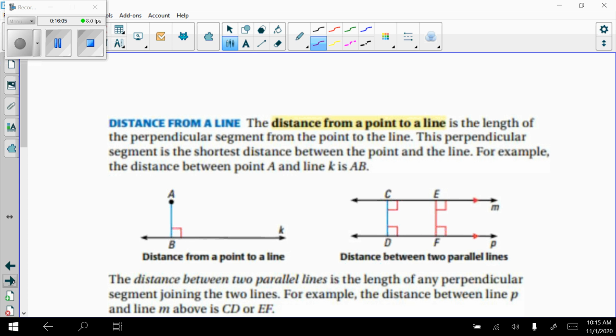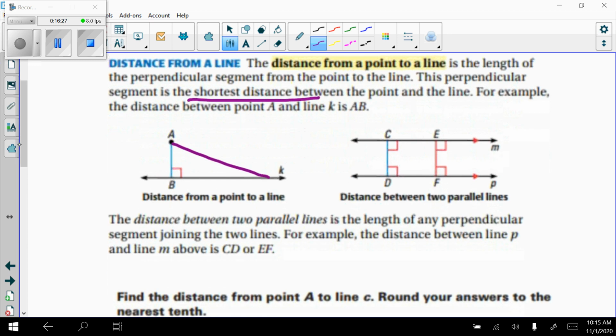So in this first picture, we're talking about the shortest distance. I could find the distance from A all the way to K this way, but we see that that is going to be much longer. So we're saying that the shortest distance between the point and the line is the perpendicular line. The distance between two parallel lines, in this next picture, is the length of any perpendicular segment joining the two lines. For example, the distance between line P and line M would be either CD or EF.